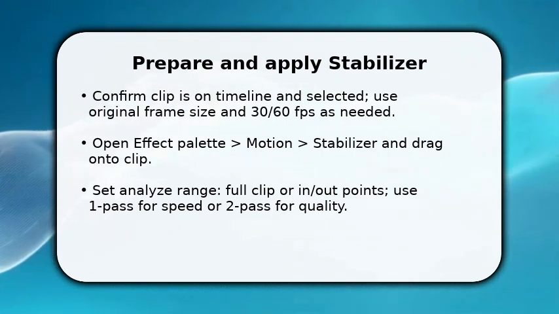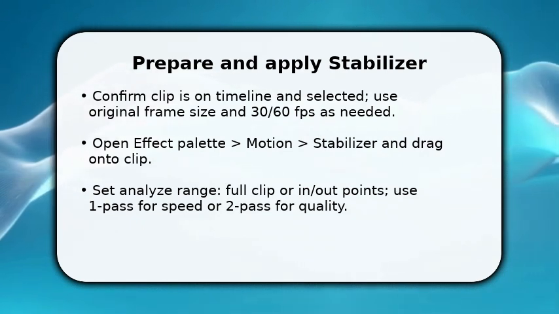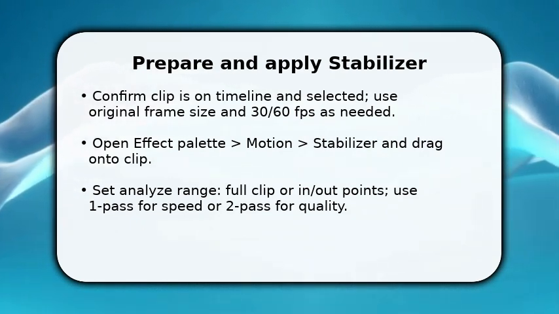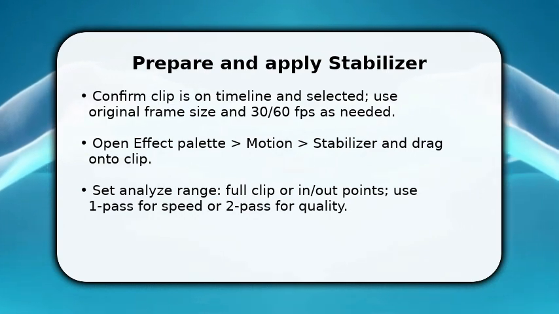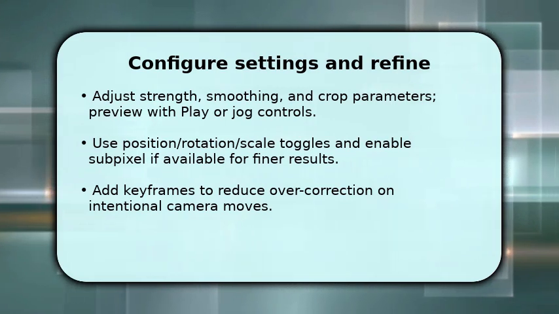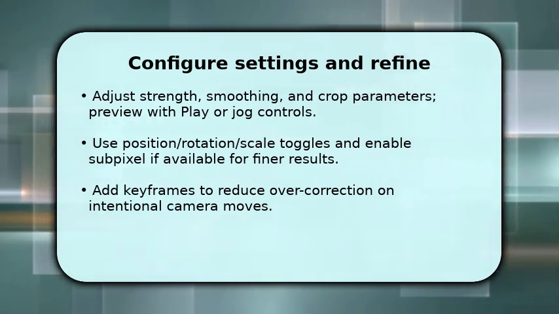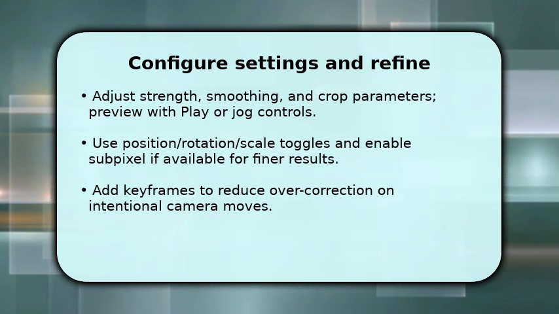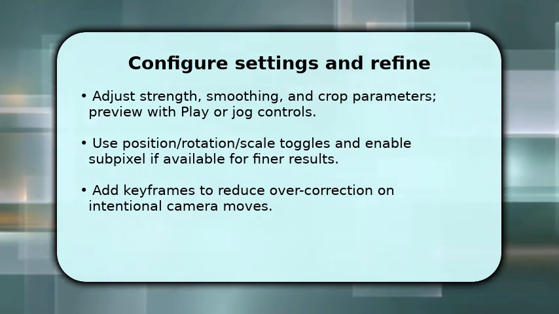This affects processing time. As you apply the filter, note resolution and frame rate, since those settings influence stabilization strength and potential crop. Now you adjust the stabilizer controls to balance steadiness with preserved framing. Increase smoothing gradually rather than maxing it out, and change crop settings to avoid black borders.